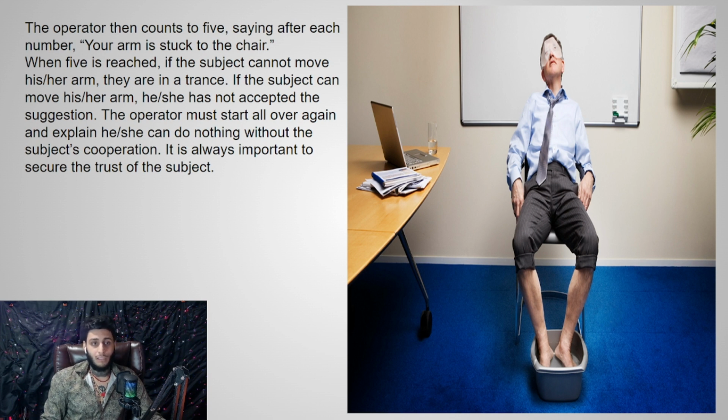The operator then counts to 5, saying after each number, your arm is stuck to the chair. When 5 is reached, if the subject cannot move his or her arm, they are in a trance. If the subject can move his or her arm, he has not accepted the suggestion. The operator must start all over again and explain he or she can do nothing without the subject's cooperation. It is always important to secure the trust of the subject. So, this is why rapport is always needed.